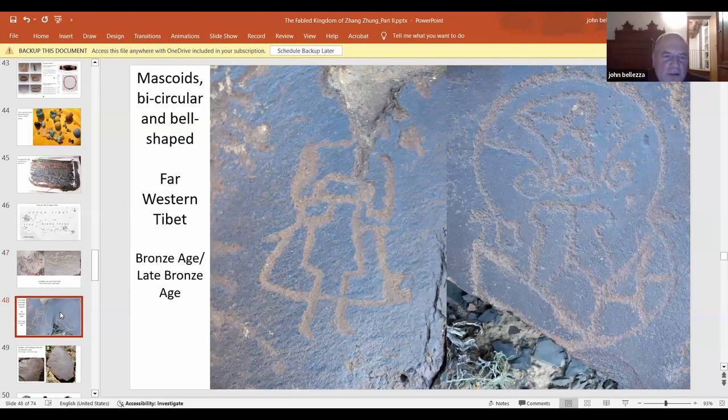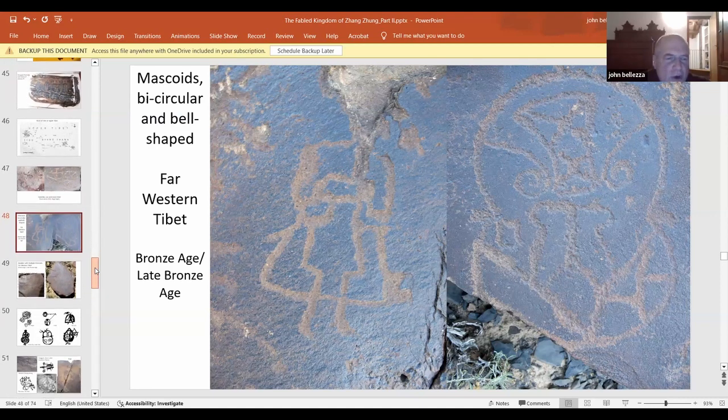These are mascoids, from far western Tibet, late Bronze Age. Mascoid is a term that Soviet archaeologists coined. They're found all over Inner Asia, in each region, in each cultural province. They are designed differently, but they consist of human-like faces, sometimes with appendages and full bodies. So these are a really interesting marker of the area.